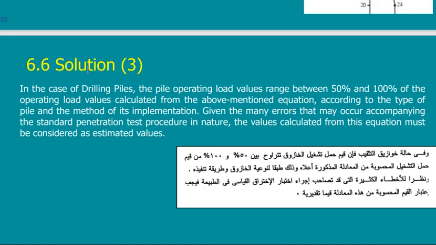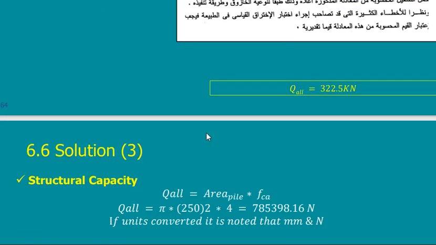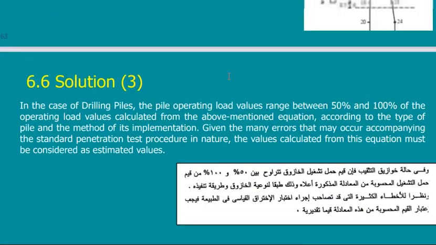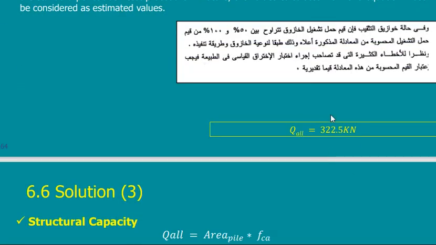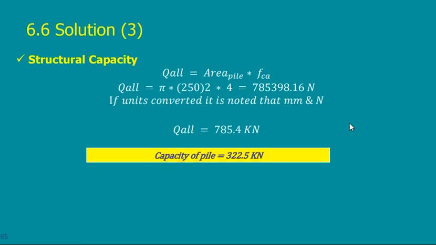In the next example, he said that in case of drilling piles, it means bored piles. In case of bored piles, the pile load will be between 50 to 100%. So we are going to take the 50% and divide by 2. So in this, if I tell you what is the Q allowable, you will take the previous value, which is here, 322.5, and I should divide it by 2.